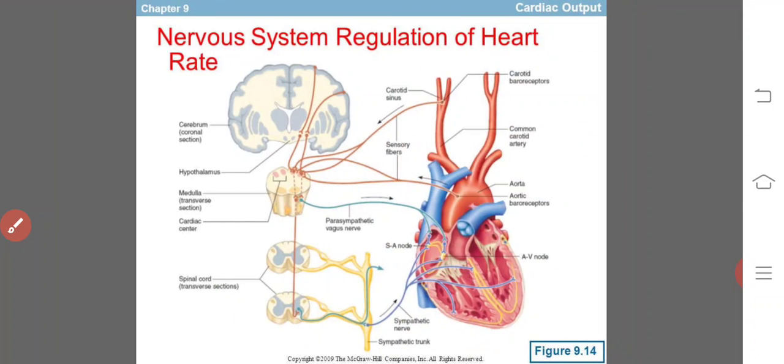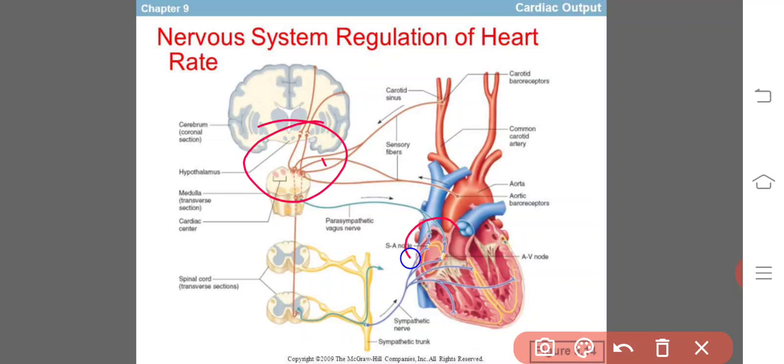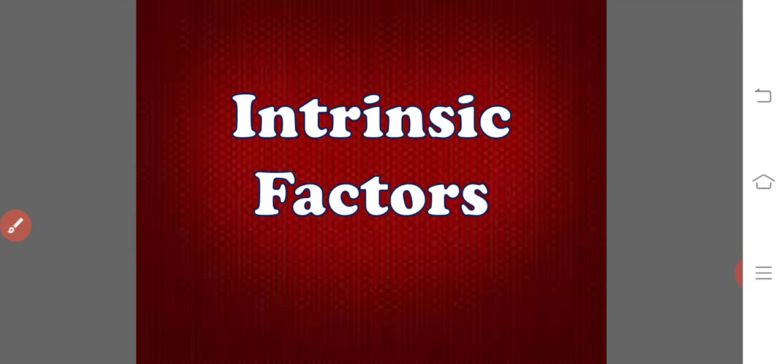Here there is a diagrammatic representation of the regulation of the heart rate through the nervous system. Here we have the different sections: the cardiac accelerator center and the cardiac inhibitory center. How they reach the SA node and AV node, how they reduce the heart rate, and how they accelerate the heart rate, we have just discussed. And coming to the intrinsic factors, intrinsic factors means they are present within the heart.